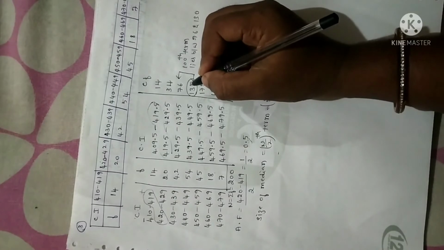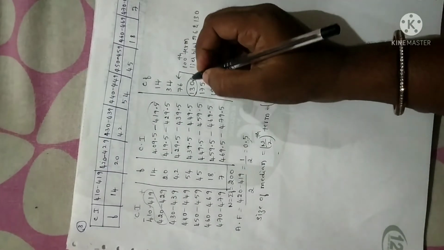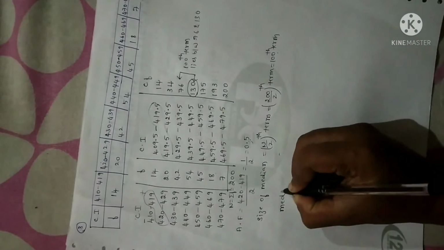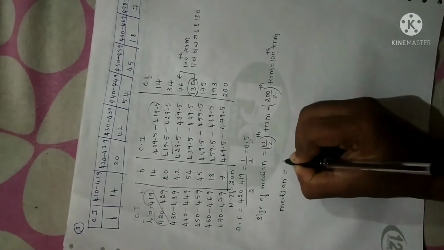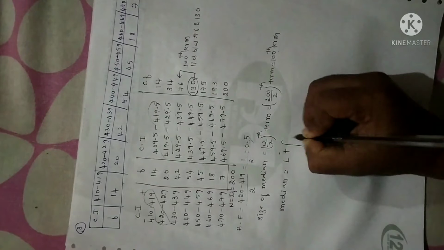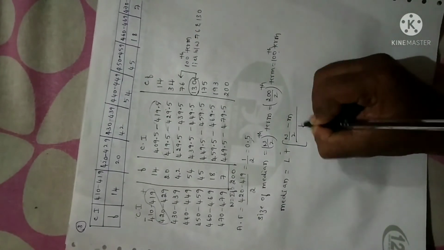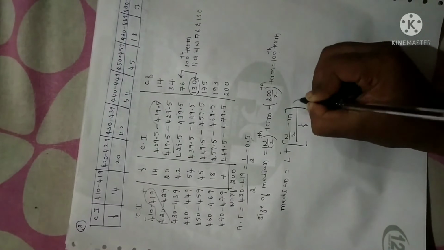Fine. Now, before that, let me write the formula. What is the formula to find the median? Median is given by L plus N divided by 2 minus M divided by F into H.